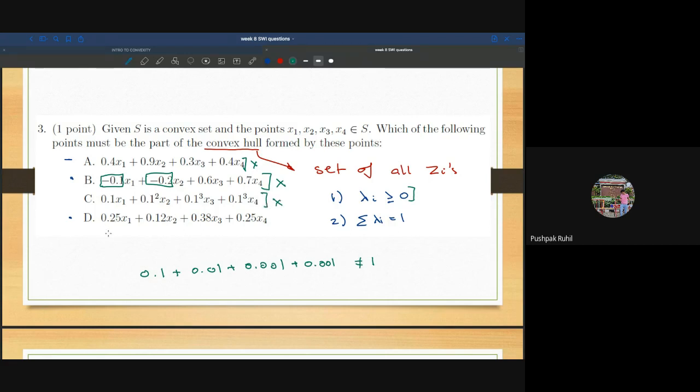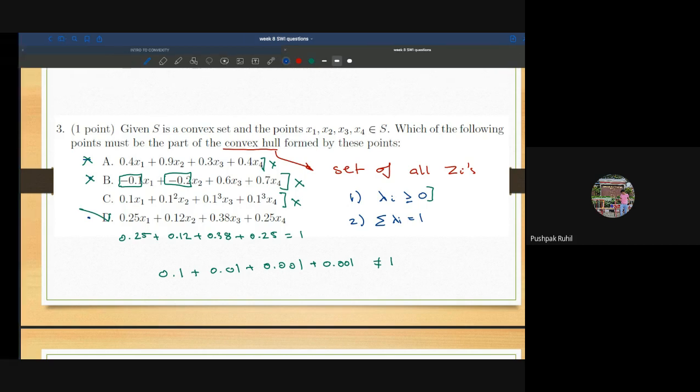But in option D, if we see the sum, which is 0.25 plus 0.12 plus 0.38 plus 0.25, this is indeed equal to 1, and each lambda i is also more than or equal to 0. So option D is correct and B is wrong. Someone said A as well. It is also wrong. So I hope this question is also clear. Is there any confusion?